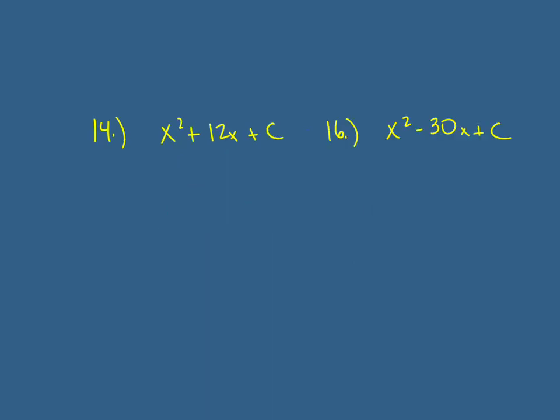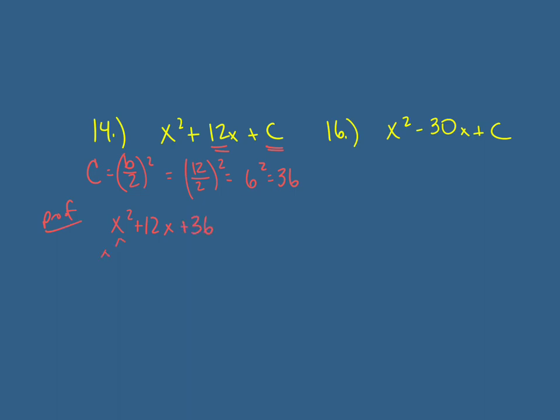Now 14. For 14, you have to make a new C. I don't know what C is. So to find it, I say C equals B over 2 squared. Well, this time B is 12. So it's 12 over 2 squared, which is 6 squared, which is 36. So I plug this back in. This is like the proof. I want you to prove that you did it right. So I plug 36 in.